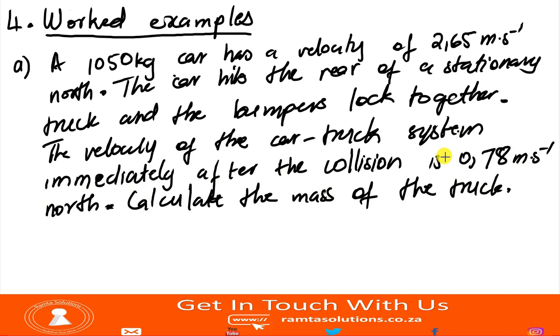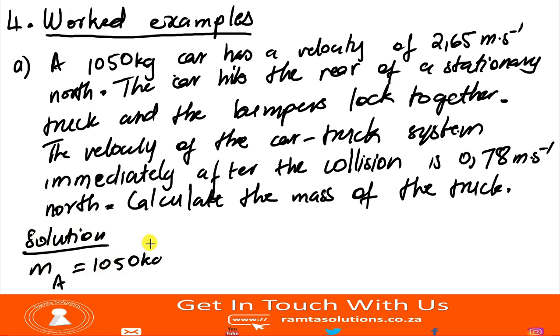Now let's see. For our solution, let me extract the data. We'll say the mass of the truck, let's call the truck A or 1, whichever you prefer. The mass is 1050 kilograms. It has a velocity of 2.65 meters per second north.